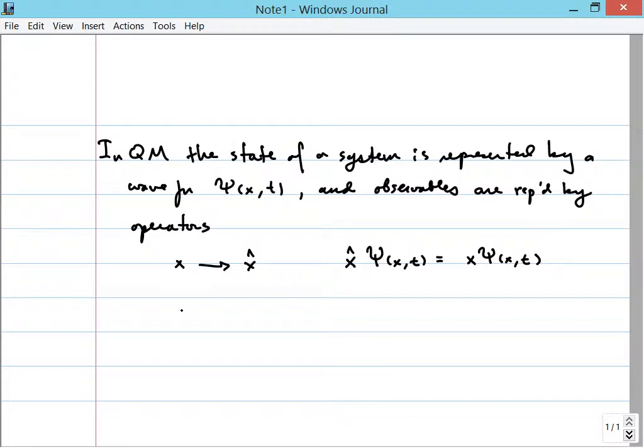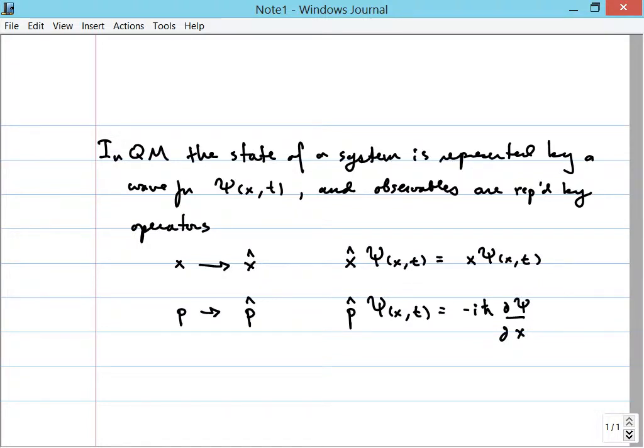And likewise, the momentum of an object is, in classical mechanics, just a number, but in quantum mechanics is an operator that we sometimes denote p hat. And the operator p hat acts on wave functions so that p hat acting on psi is minus i h bar times d psi by dx.